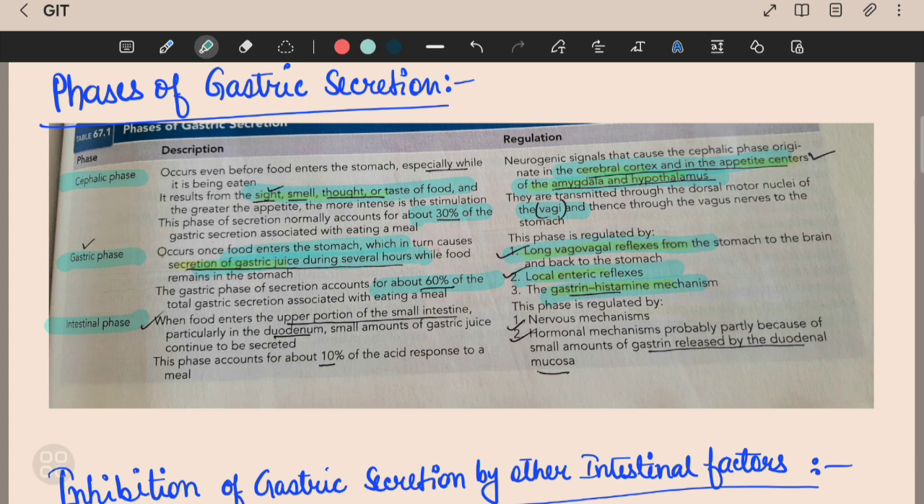Next is the intestinal phase, when the food will enter into the upper portion of the small intestine, mainly the duodenum and partly the jejunum. At that time a little portion, about 10% of acid, will also be secreted, based on the local hormones that are released and to some extent on the nervous system. These phases of gastric secretion are very important, and there will also be at times inhibition of gastric secretion by other intestinal factors. The presence of food in the small intestine will initiate a reverse enterogastric reflex.